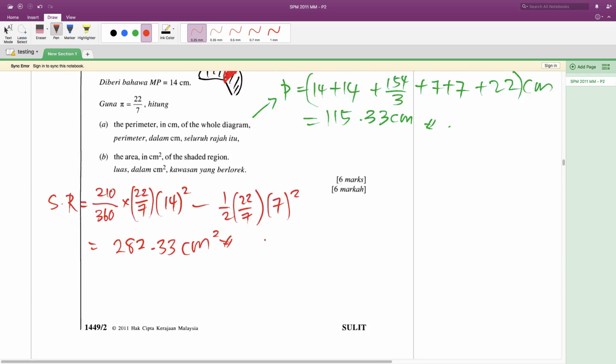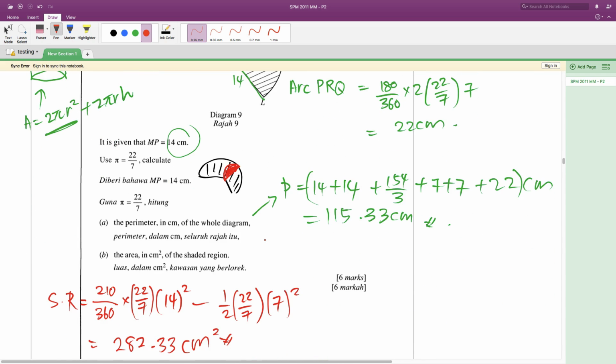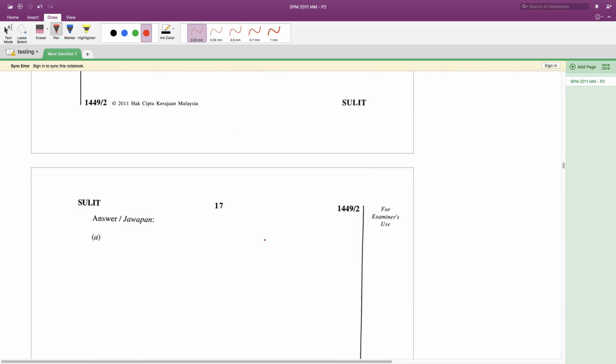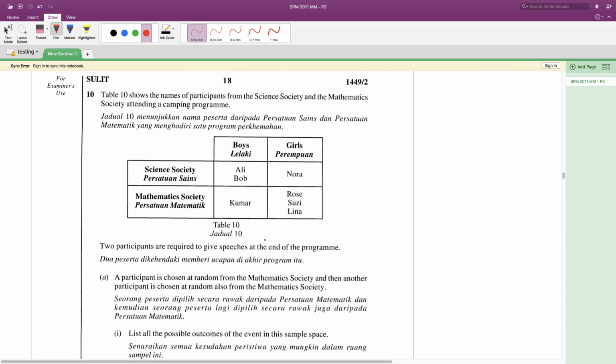Okay, so this part, before I move on, any question? Okay, no, then I will move on to probability.